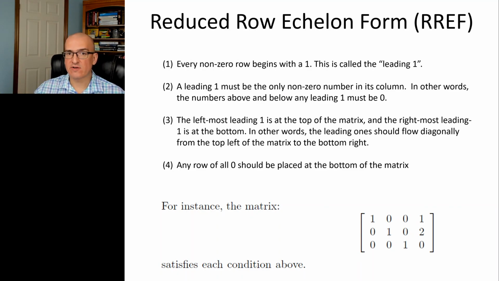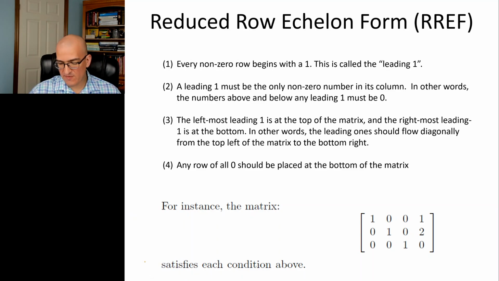Next criteria for a matrix to be in reduced row echelon form, to be fully simplified, is every leading one that you look at owns its column without question. There are no other non-zero numbers inside that column where that leading one is living. It has no competitors in the column. Everything else is 0.